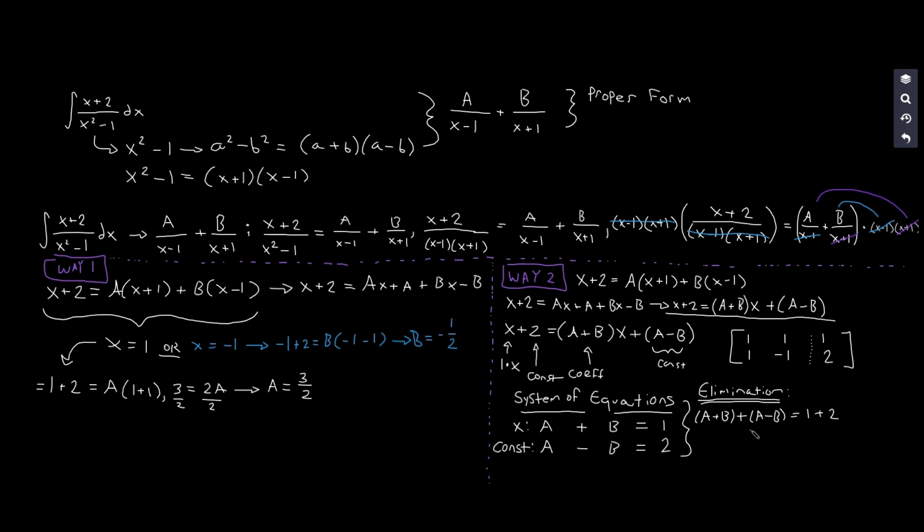Looks like these b's are going to cancel. We'll get 2a equals 3, and then we'll divide by 2 on this side and divide by 2 on that side, and that's going to reveal to us that a equals 3/2.